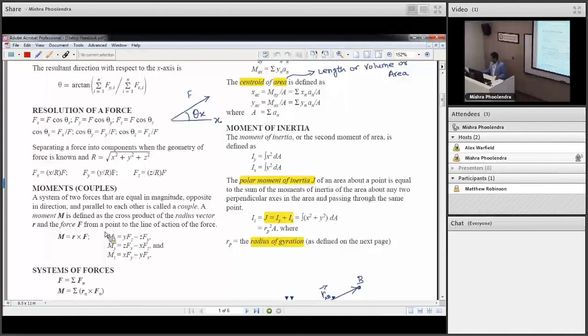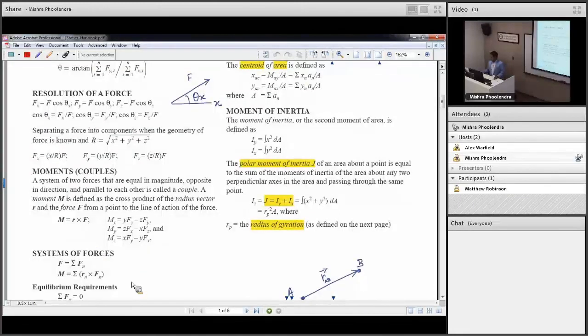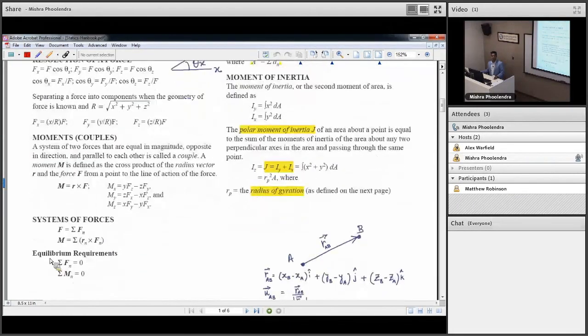Then we have the definition of moments. Sometimes we call them a couple if the forces are equal and opposite. For moments, the mathematical definition is R cross F. Remember, you cannot switch the order. You cannot do F cross R. It has to be R cross F. If you do F cross R, you have to change the sign. R is the location, F is the force. Two vectors, the location vector and the force vector, if you take a cross product, you get the moment. And this is another way of writing how to open that determinant.